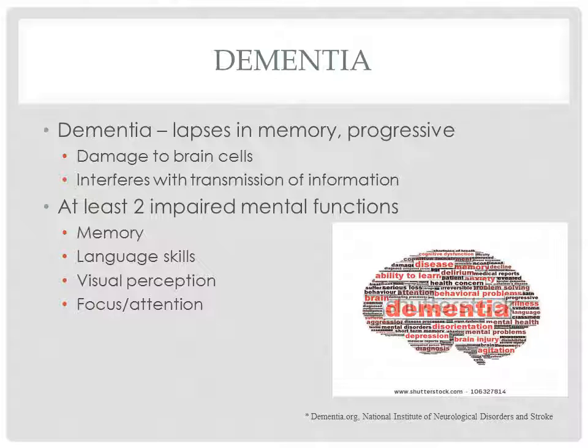Dementia begins with lapses in memory and progresses to severe impairment with the inability to communicate. It is progressive and worsens over time. Dementia is not a specific disease, but according to dementia.org, it is a term used to describe a decline in memory or brain function that impacts an individual's daily life. Dementia is caused by damage to brain cells. This damage interferes with the cell's ability to transmit information, leading to a decline in cognitive function.